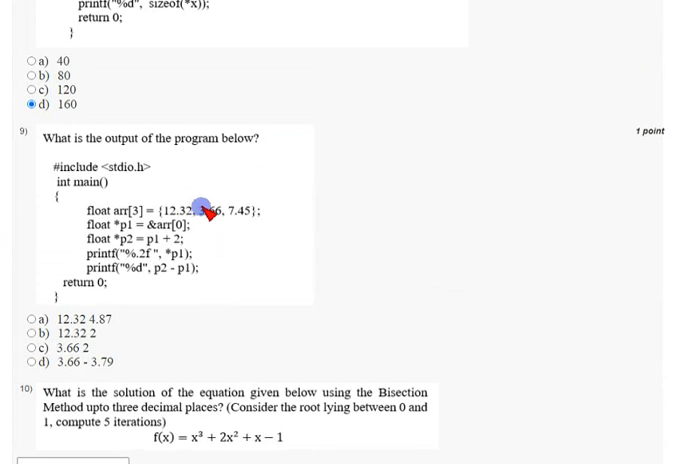Coming to the last but one question, that is the 9th question. What is the output of the program below? They have given a program and they asked us the output. When I did this in the compiler, I got 12.32 and the second value is 2. So where is this option? In A and B, 12.32 is given, but 2 is given only for B and C, and the common one is option B. So mark option B as the correct answer for the 9th question.